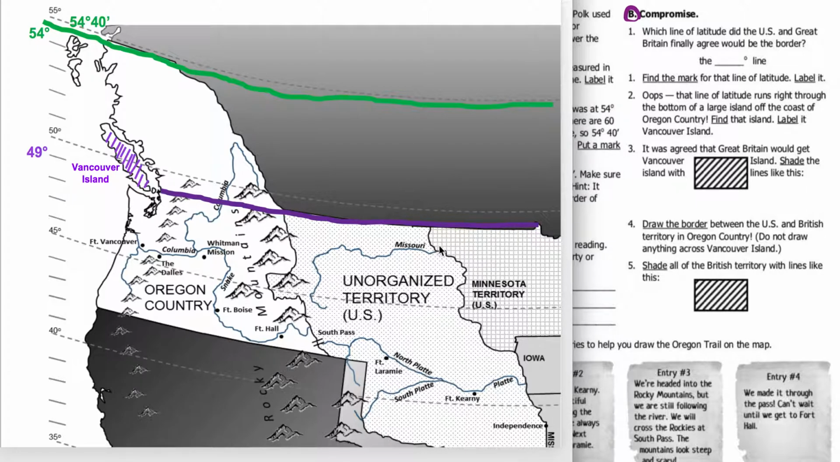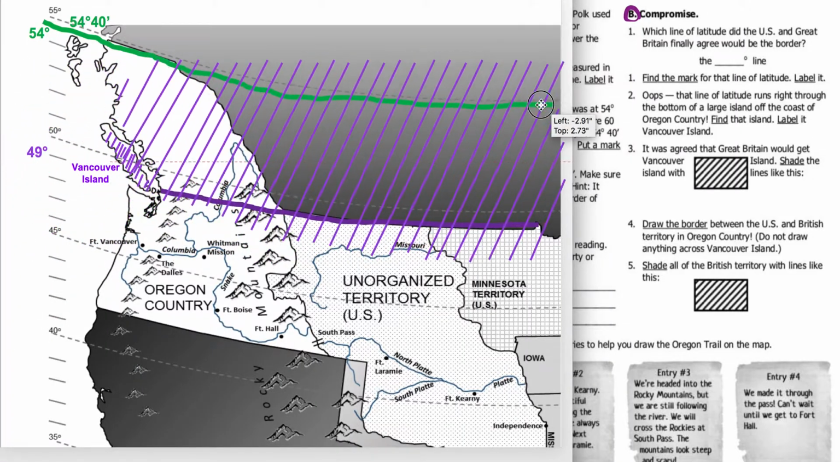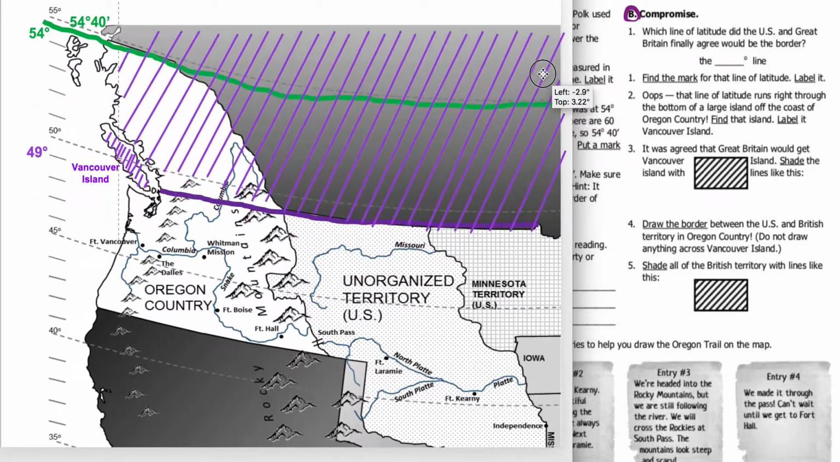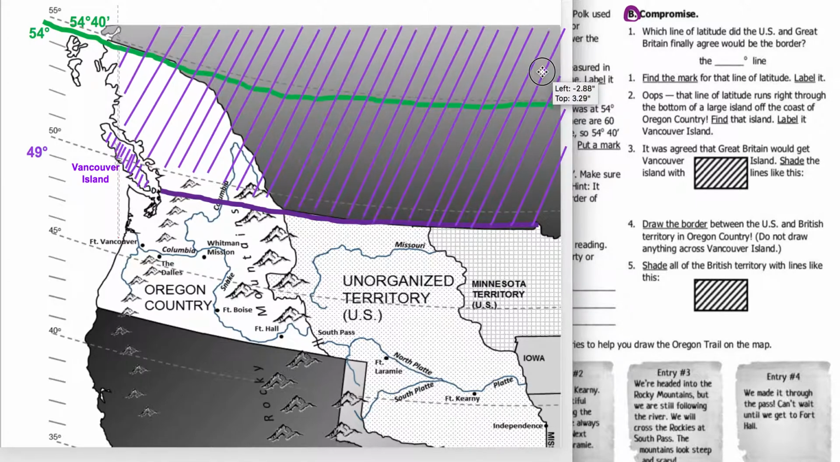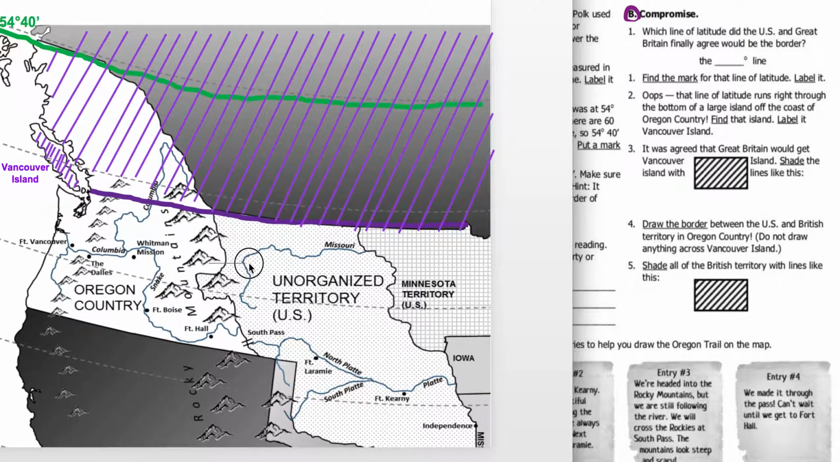and the United States. And number 5, shade all of the British territory with lines like this. Same as we did with Vancouver Island. And so here we go. Everything above 49th degree would be British territory.